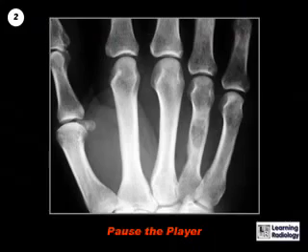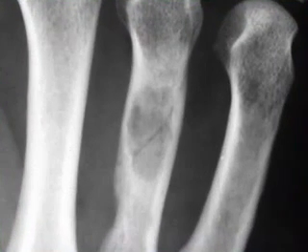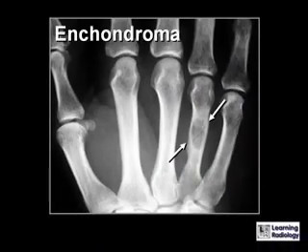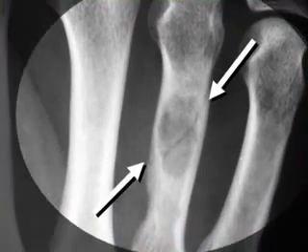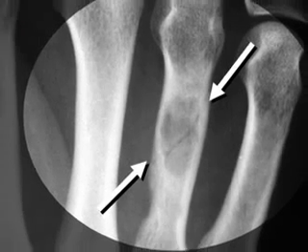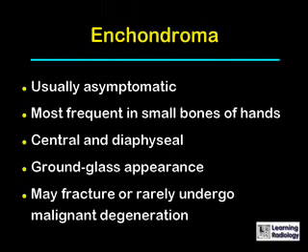Here's your second case. Pause the player. This is an enchondroma. You'll notice that there is a lytic geographic lesion that's slightly expansile in the shaft of the fourth metacarpal, and the white arrows are pointing to an oblique fracture through this lesion.